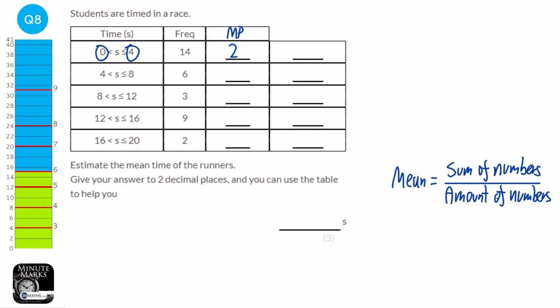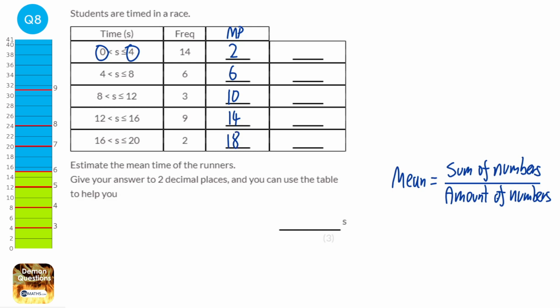Same with the 4 and the 8. Halfway between 4 and 8 is 6, and you can add them together. 12 divided by 2, which is 6. Go down finding the midpoints, and we're just going to assume the students all scored the same amount, all got the same time.